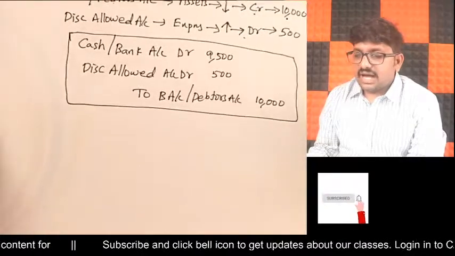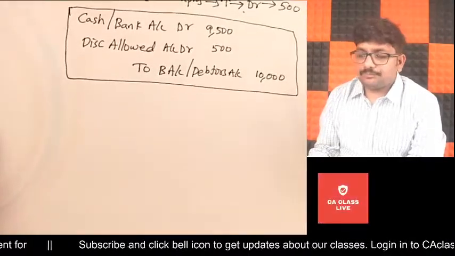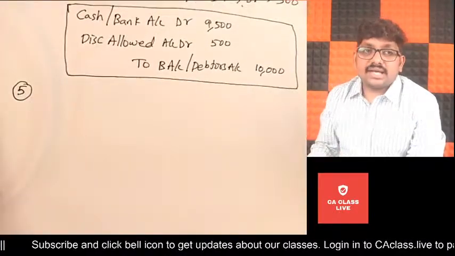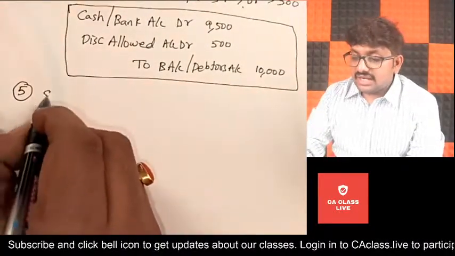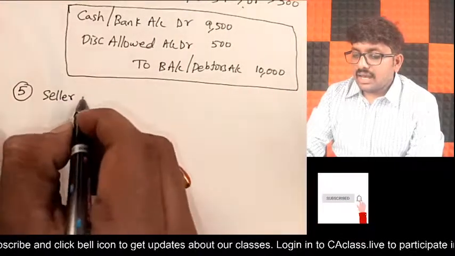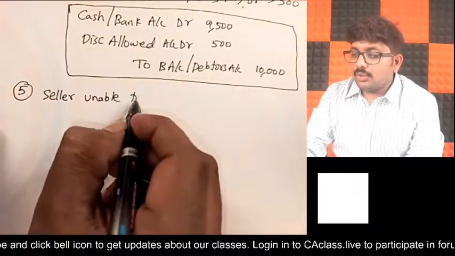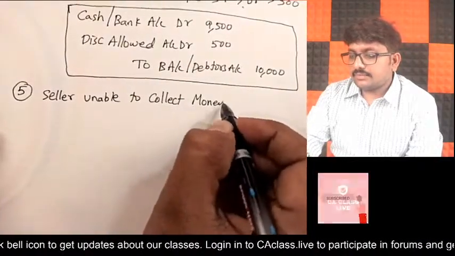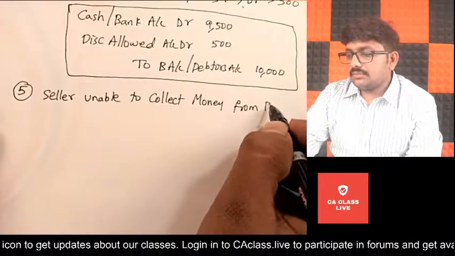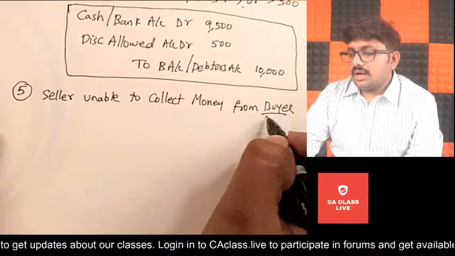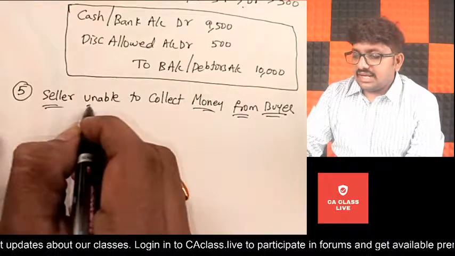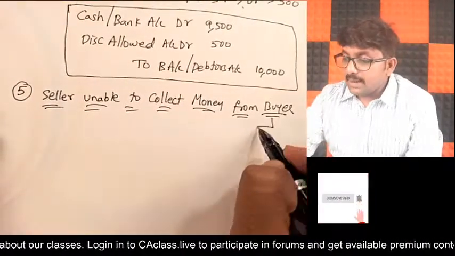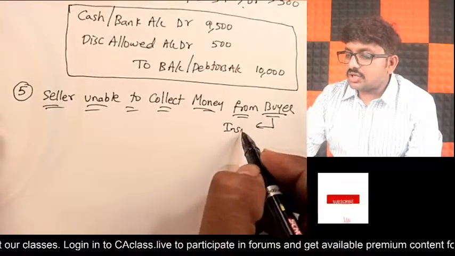Next, the last transaction in the books of sellers. Come on, what is that? We, a seller, are unable to collect money from the buyer. Why? Because the buyer became insolvent.